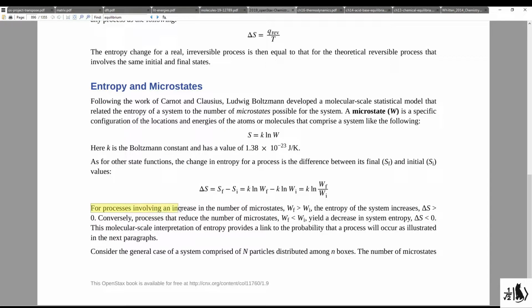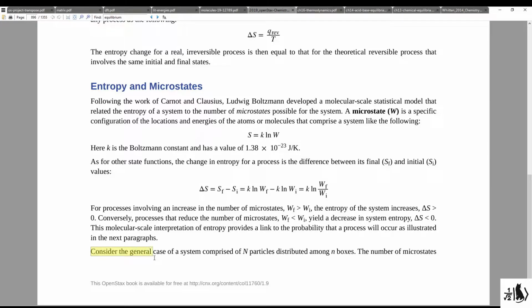For processes involving an increase in the number of microstates, that is, your final number of microstates is greater than the initial number of microstates, the entropy of the system increases. Therefore, delta S would be greater than 0. Conversely, processes that reduce the number of microstates, that is, the number of final microstates is going to be less than the number of initial microstates, yield a decrease in system entropy, and here we represent that as delta S being less than 0. This molecular scale interpretation of entropy provides a link to the probability that a process will occur, as illustrated in the next paragraphs.